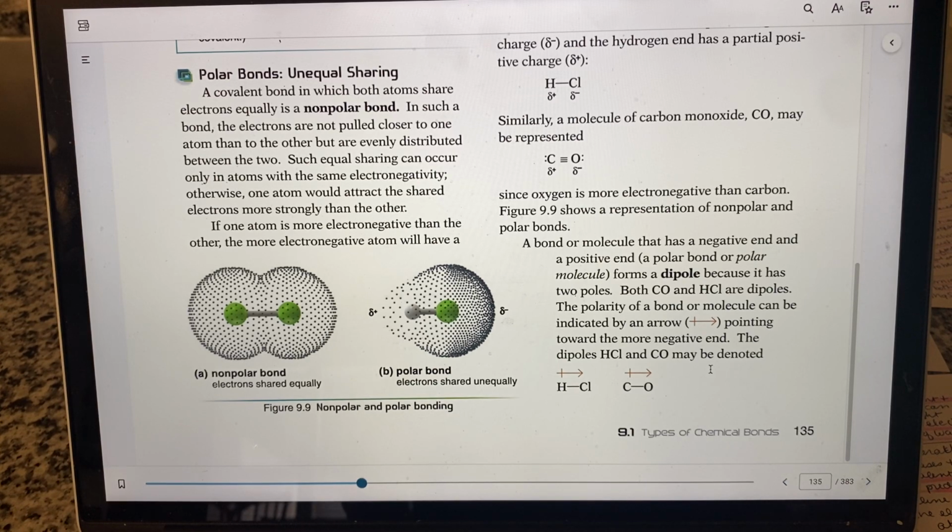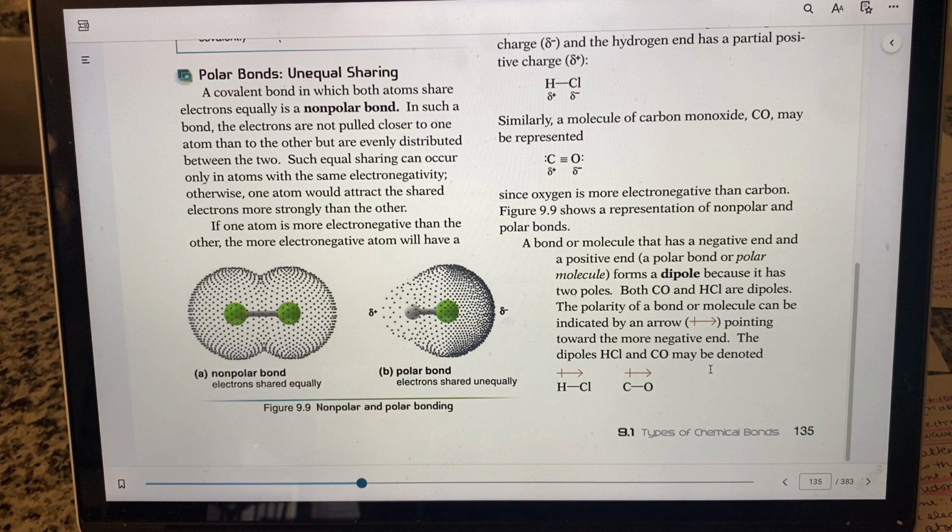And how they represent this here, as you see, they call a bond or molecule that has a negative end and a positive end, a polar bond or polar molecule. It forms what's called a dipole, because it has 2 poles. Di means 2 poles. And both carbon monoxide and hydrogen chloride, those 2 are dipoles, as you see in this picture. HCl, and see how they wrote where the charges are going.